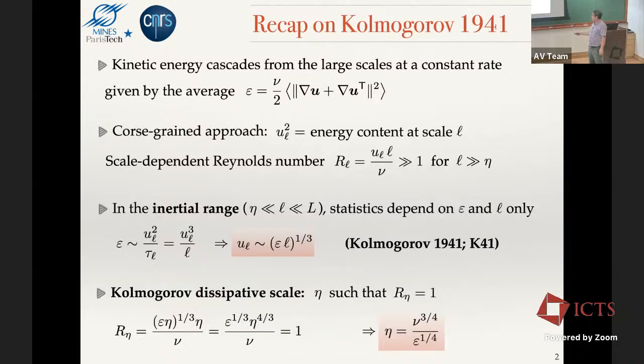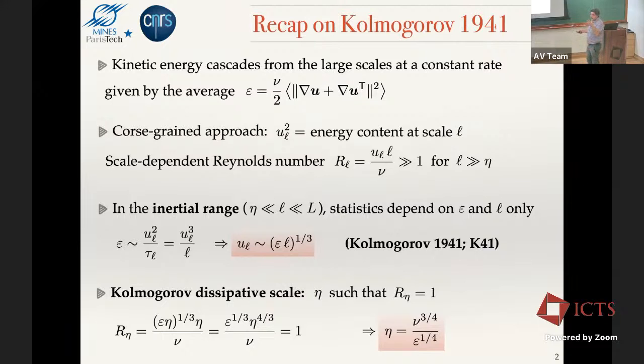Then we have this cutoff scale at small scales, the Kolmogorov dissipative scale that I denote eta, defined as the place where the scale-dependent Reynolds number is equal to unity. This gives you the dissipative scale as a function of viscosity and energy rate, and you remember that when we take the viscosity to 0, this scale also goes to 0. So this is somehow the phenomenology.